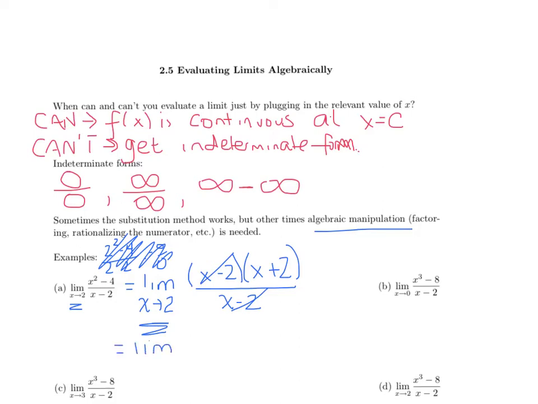We could not do that if the limit sign wasn't there. So the limit as x approaches 2, all we have left is x plus 2. And if we plug in 2 now, you get a number, and that's your limit. So we get 4 for the limit as x approaches 2 for this limit.